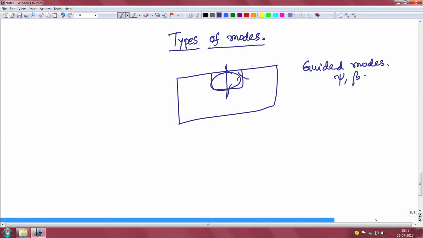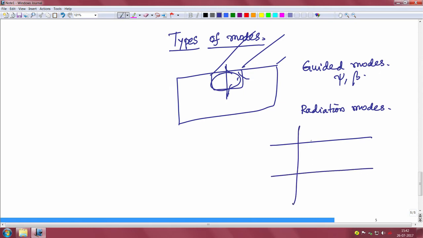Similarly, when the light leaks out of these optical waveguides, you can have what are called the radiation modes. Radiation modes are the modes which have a field variation which represents the power leaking out of the optical waveguides. As a simple example, you have the oscillatory field within the guiding region and also an oscillatory field outside the guiding region.